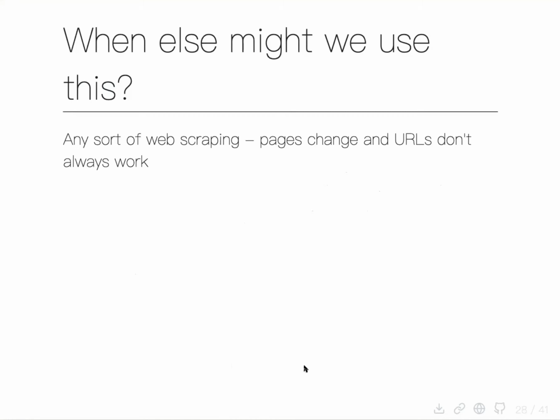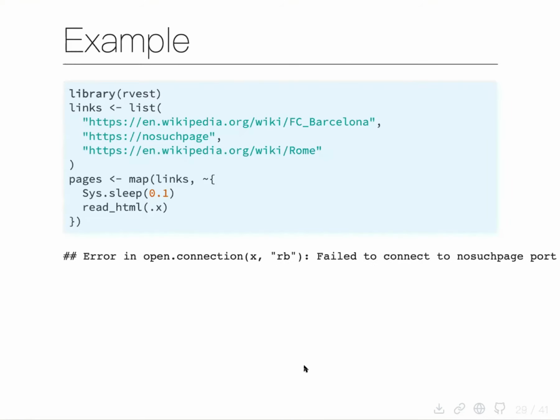This is a super, super common use for safely because websites change, right? So maybe you have a script that's set up to go to some web page and pull some data. If the URLs don't work, you don't want to be going out to 2,000 different pages on the web and then have your entire loop fail because one of them changed since you last ran the script. So instead, you can wrap that in safely.